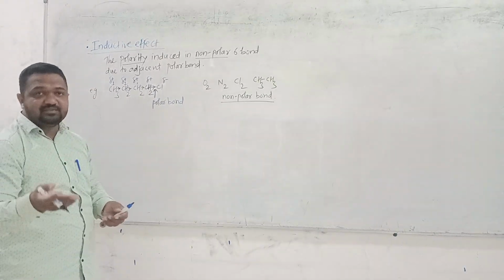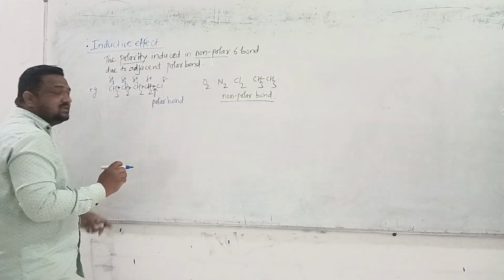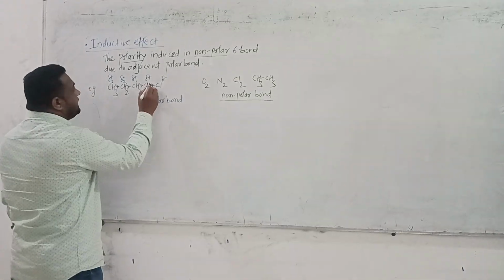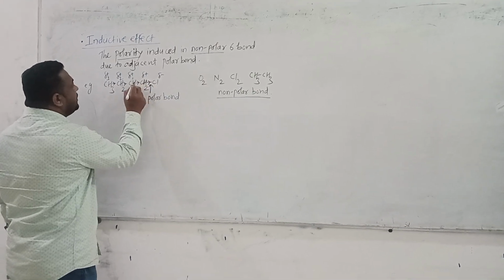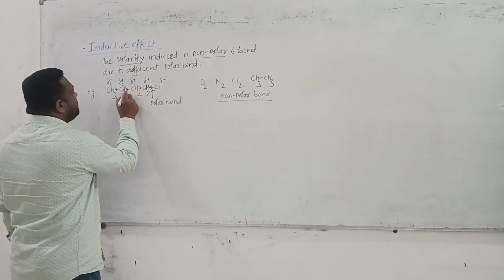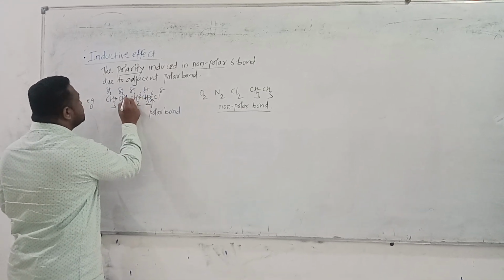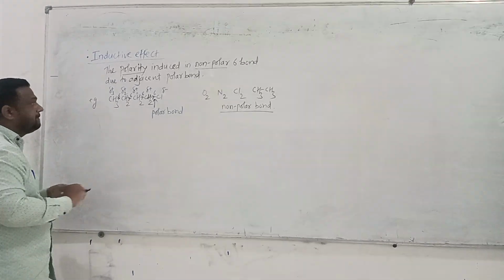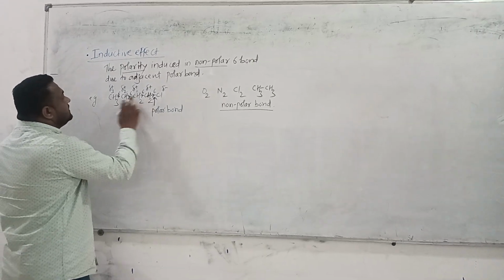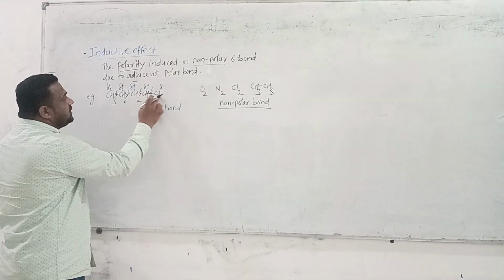You know about the sigma bond and the pi bond. A sigma bond is a single covalent bond. Understand? A sigma bond is always a single covalent bond. These are the sigma bonds, all these are sigma bonds. Correct? Now take this example: CH3, CH2, CH2, CH2, Cl.